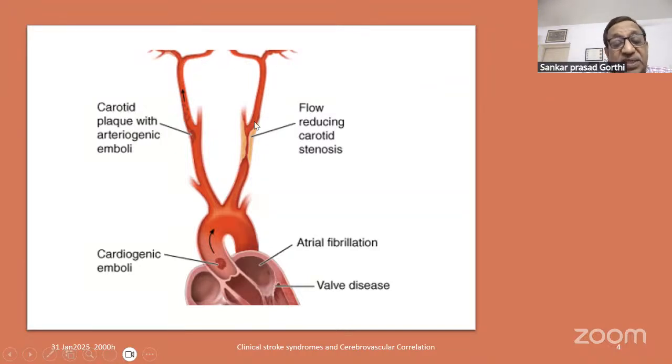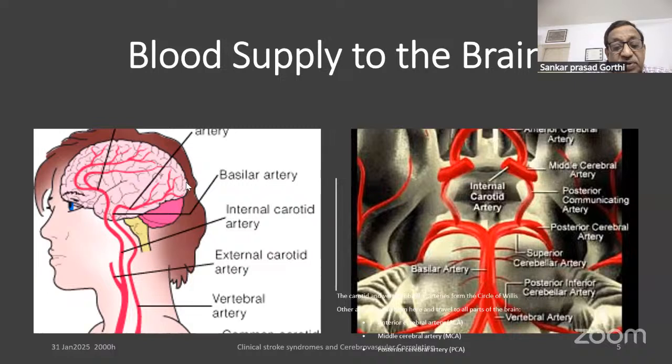So these are the essential things you should know about the pathophysiology. Blood supply to the brain is divided basically into anterior circulation and posterior circulation. The anterior circulation is provided by the internal carotid. The common carotid artery divides into the external carotid and internal carotid artery. For the posterior circulation, both the vertebral arteries join to form the basilar artery, which supplies the posterior part of the brain. The anterior circulation mostly supplies the cerebral hemispheres, and a large part of the brain is supplied by the middle cerebral artery.